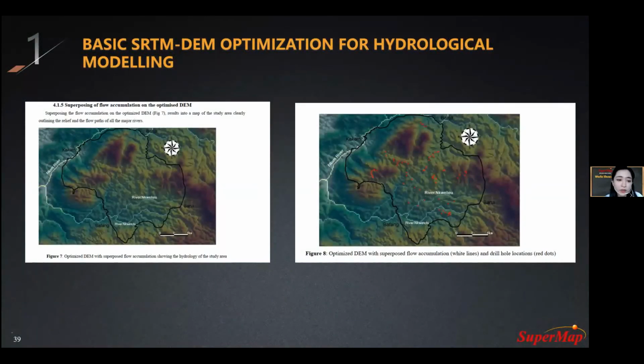And in conclusion, the author does the optimized DEM with the overlay flow accumulations. And this is the area of the hydrological. And this is the optimized DEM with the overlay flow accumulation and the dry hole location.